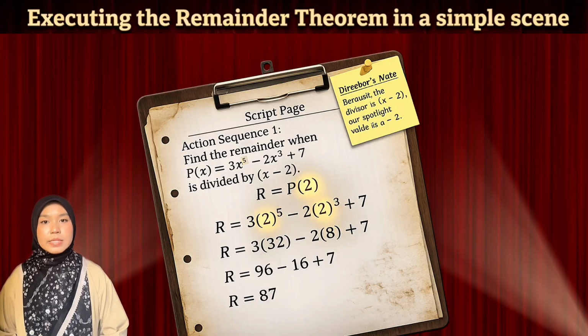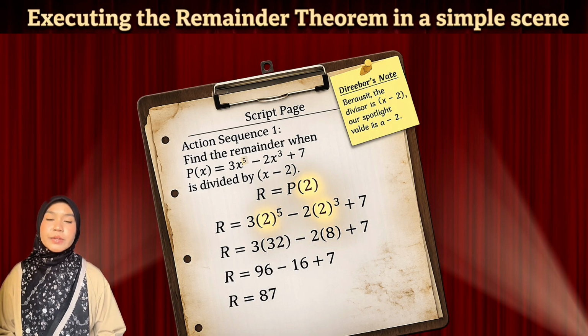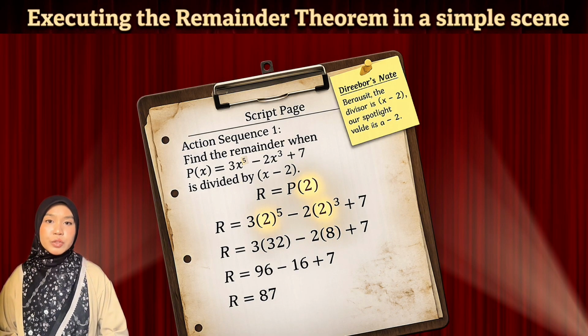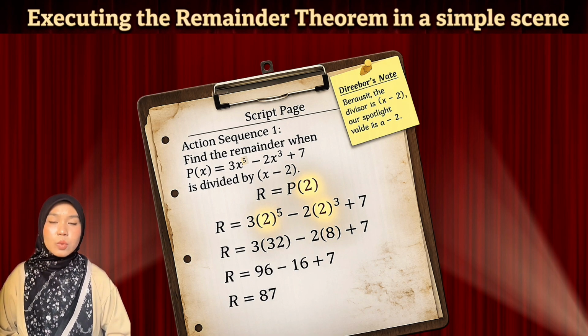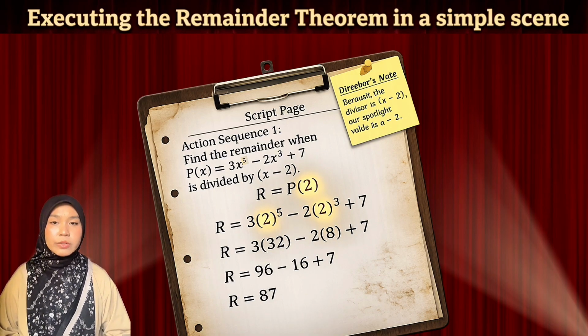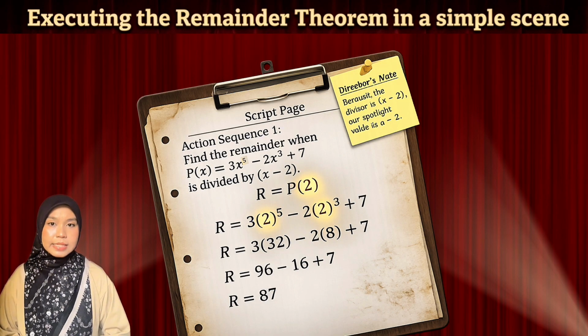So now let's look at an example. Find the remainder when p(x) equal to 3x to the power of 5 minus 2x cubed plus 7 is divided by x minus 2. Using the remainder theorem, we substitute 2 for x and it becomes 96 minus 16 plus 7, and therefore the remainder is 87.